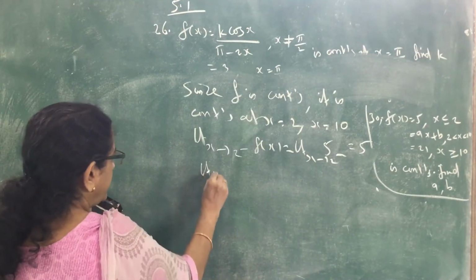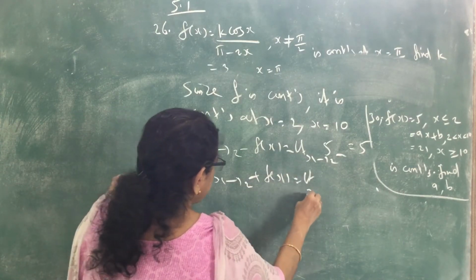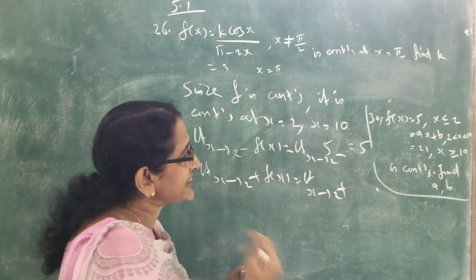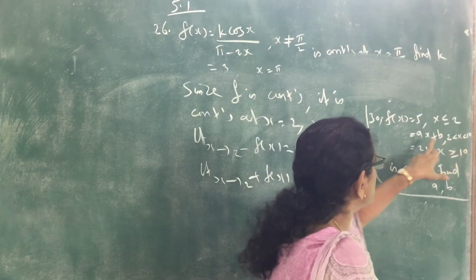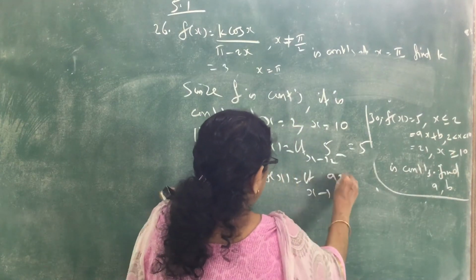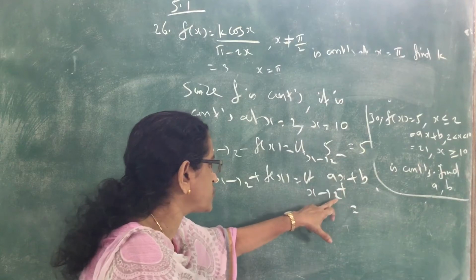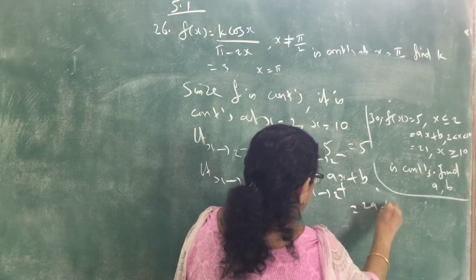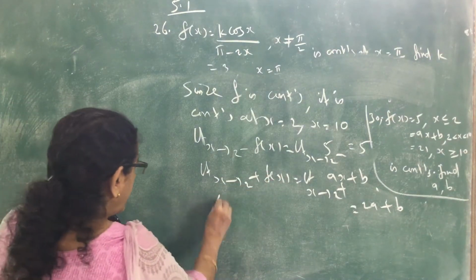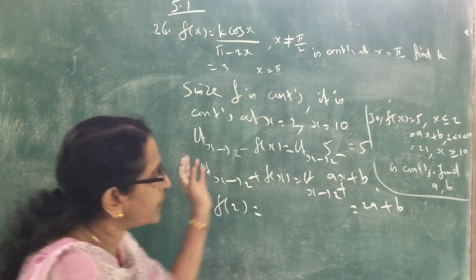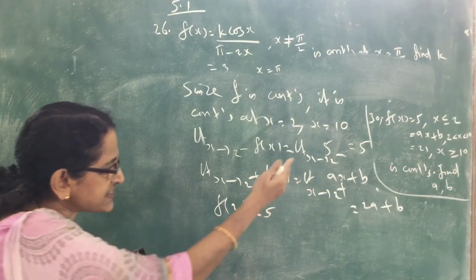Now right limit, limit x tends to 2 plus f of x equals limit x tends to 2 plus, when x greater than 2, what is the value? ax plus b. Now to find the limit, we substitute x equal to 2. So that is 2a plus b. What is f of 2? When x equal to 2, it is 5. That is also 5. So these three are equal.